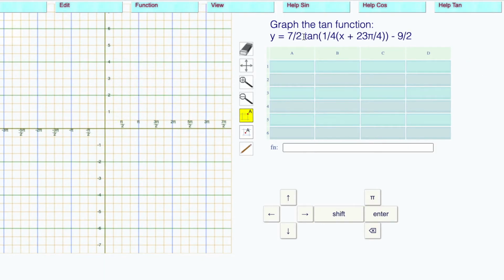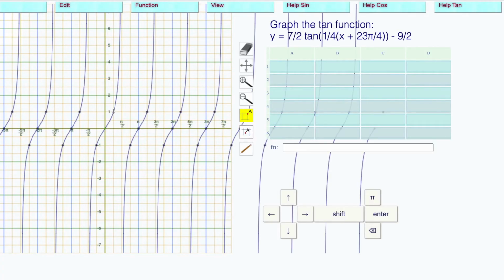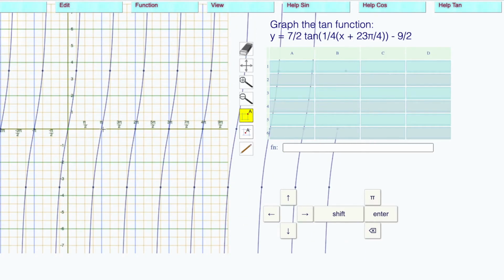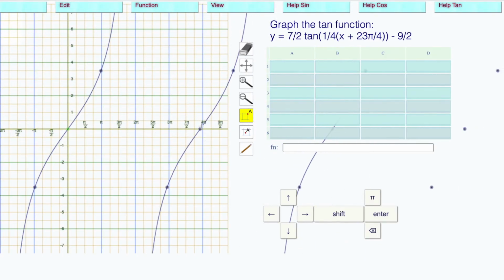We have 7 over 2 is the A, which is 3.5. Drag this point up to 3.5. The B is 1/4. Take the reciprocal, that's 4. Multiply the pi by 4, and that gives us 4 pi. Need to translate that over so we can see the 4 pi. So drag this over to 4 pi.